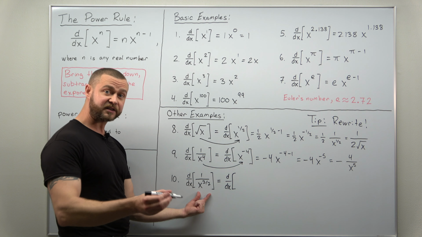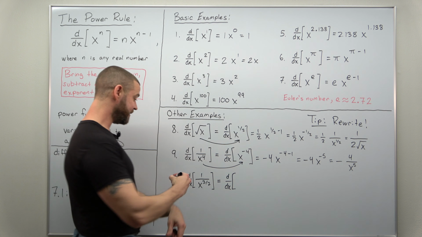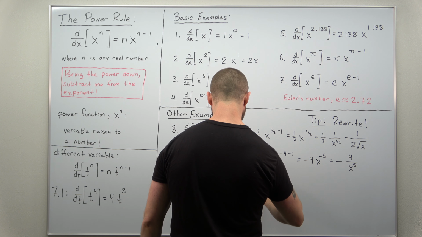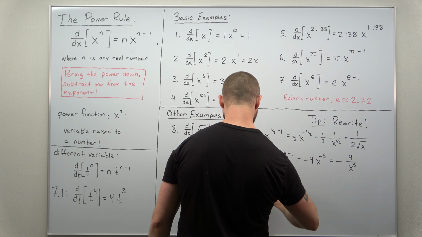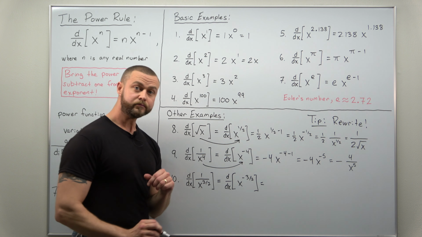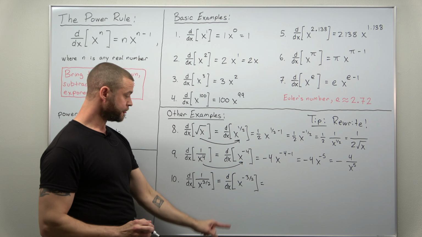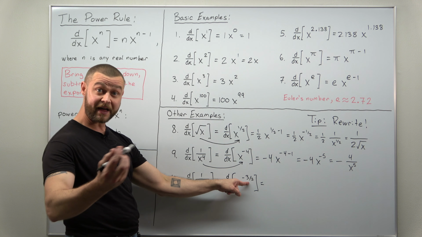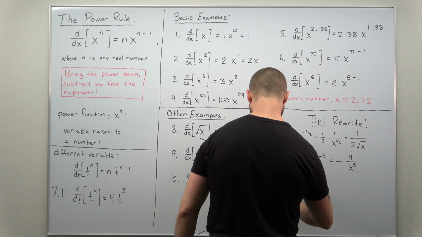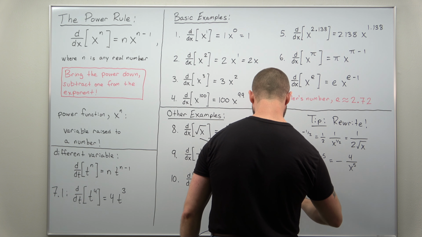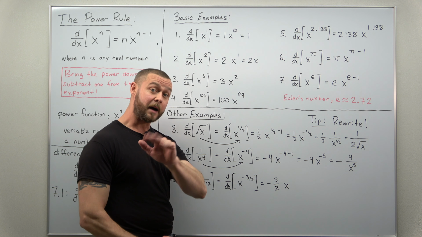So let's first rewrite this before we differentiate. We have a power of x in the denominator. I can rewrite that as x to the negative power. So we'll rewrite that as x raised to the negative 3/2. And we still apply the power rule the same as before. So we take our power, which is now negative 3/2, we're going to bring it down front. So we get negative 3 over 2. And then times, I'm going to write this out.